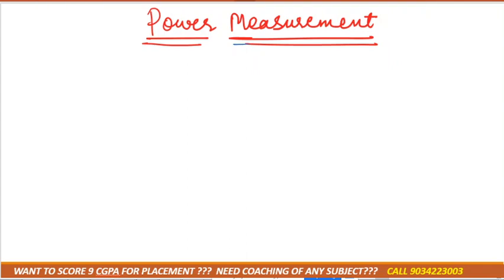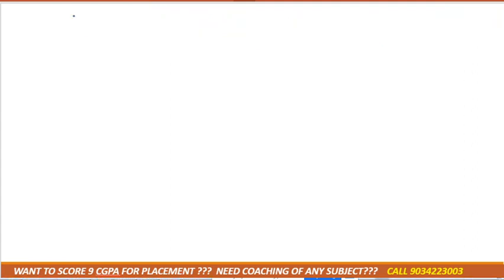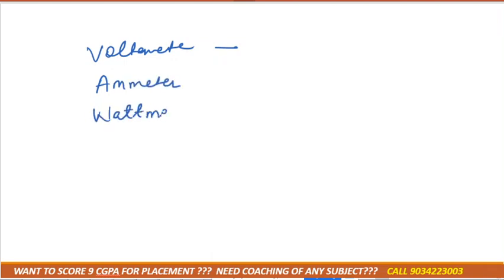Next topic we'll study is power measurement by the 2 wattmeter method. As its name suggests, 2 wattmeter means we use 2 wattmeters, right? So what is a wattmeter? A wattmeter is a device which is used to measure power. Like you have studied, a voltmeter is used to measure voltage, an ammeter is used to measure current. Similarly, we have the wattmeter, and the wattmeter is used to measure power.